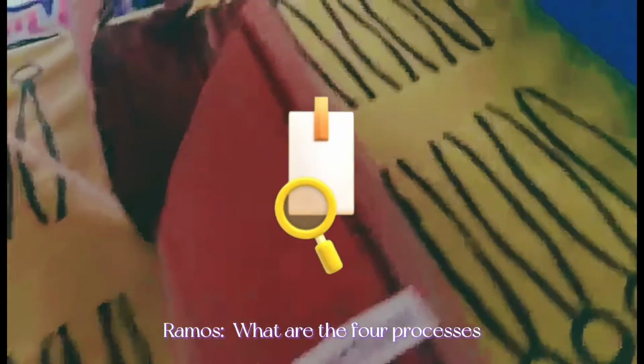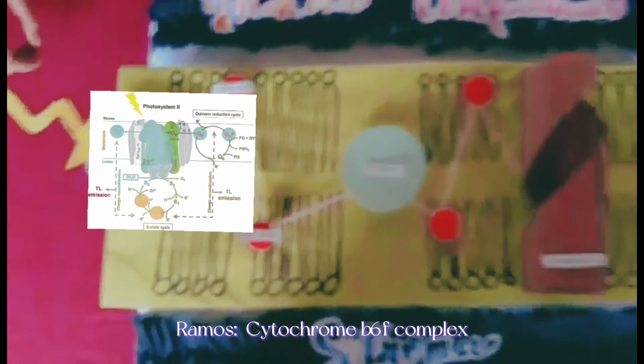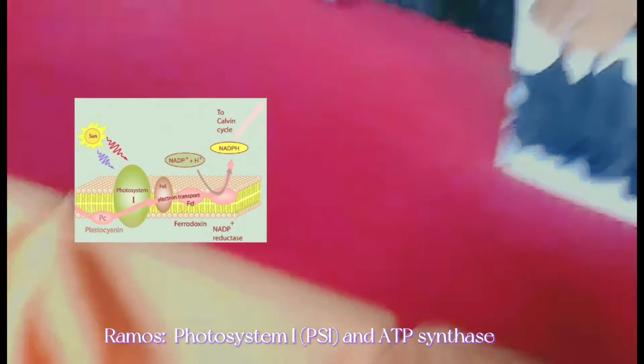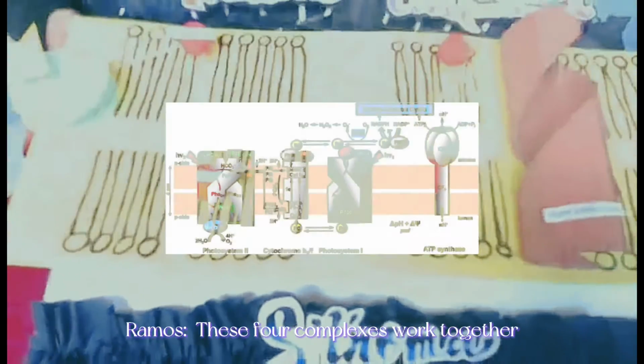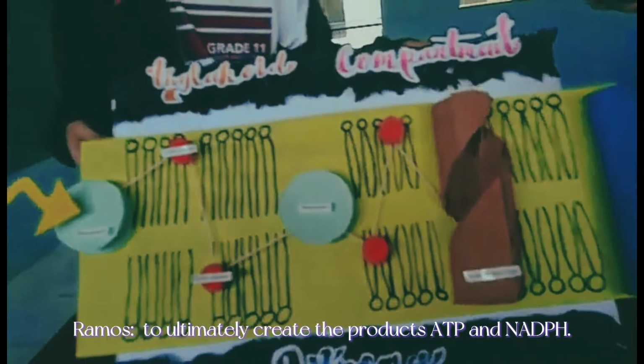What are the four processes of the light-dependent reaction? There are four major protein complexes in the thylakoid membrane: photosystem 2, cytochrome b6f complex, photosystem 1, and ATP synthase. These four complexes work together to ultimately create the products ATP and NADPH.